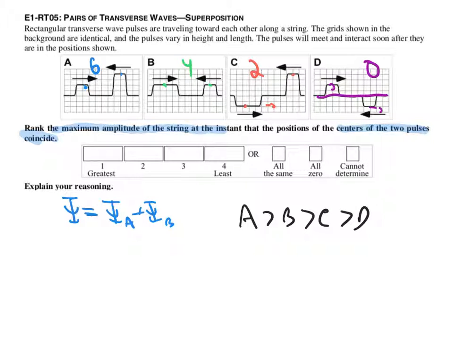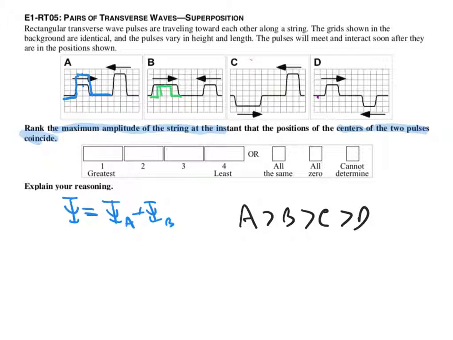That's the answer to the problem, but to go a little further, we might want to try and sketch these graphs. For case 1, when they overlap, I'm going to draw in the other pulse. It's 2 wide but 4 high, so the other pulse looks something like this when they overlap, and that's why we can see we have 2 plus 4. And for here, when they overlap, this is 2 wide and 2 high, so it looks something like this.